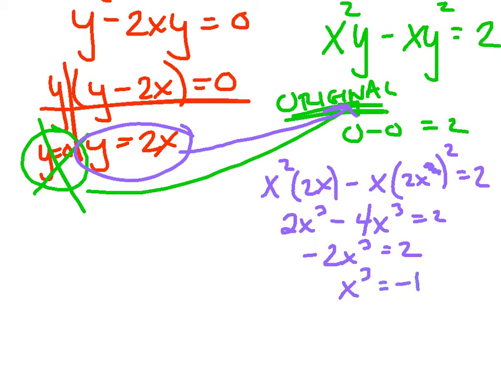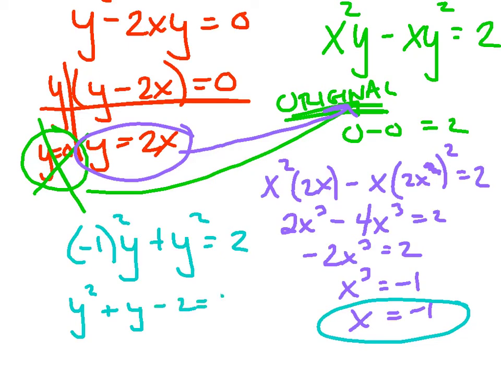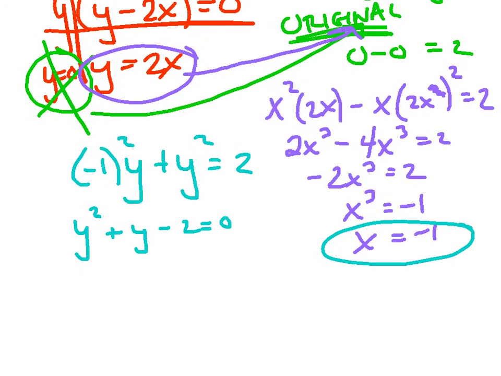X cubed equals -1, therefore x equals -1. Now, once I have that, I need to take this x value that I got and substitute that back into the original. So I'm going to get (-1) squared times y minus, that's going to be really plus y squared equals 2. So I've got, put these in order, y squared, that's going to be plus y minus 2 equals 0. Keep factoring.